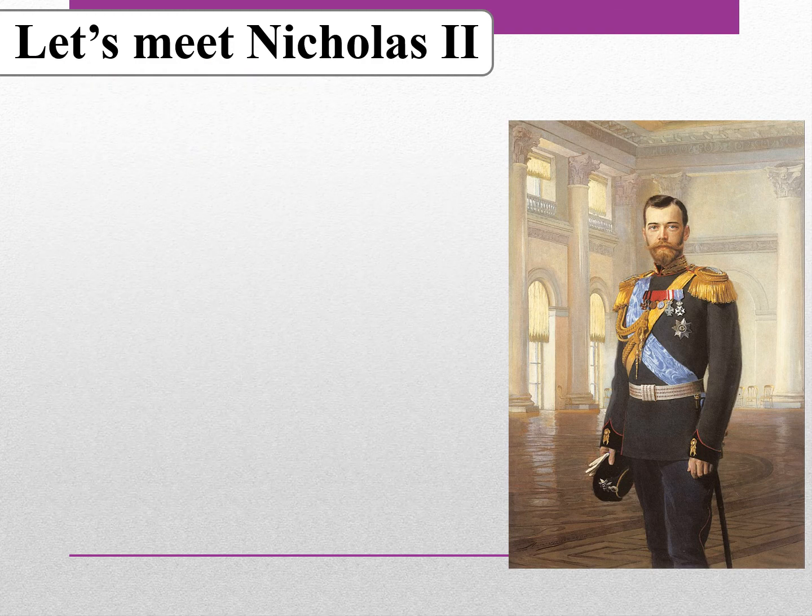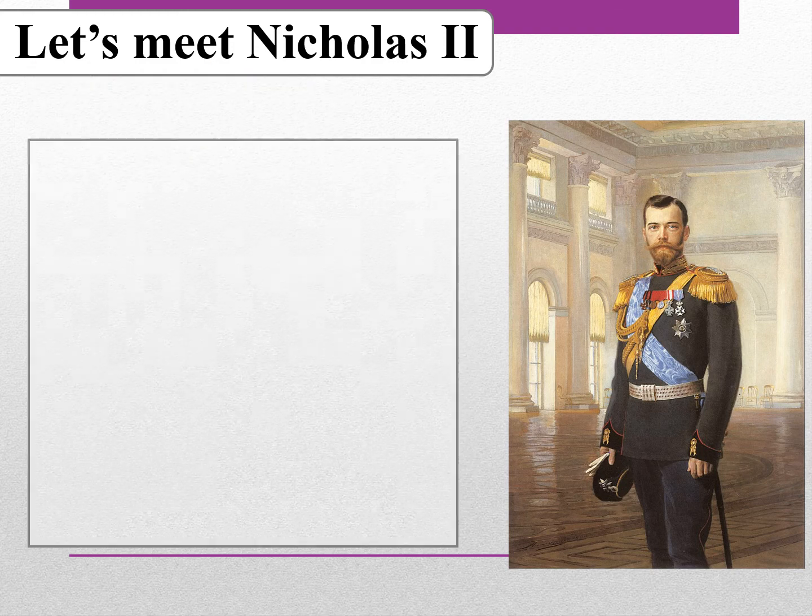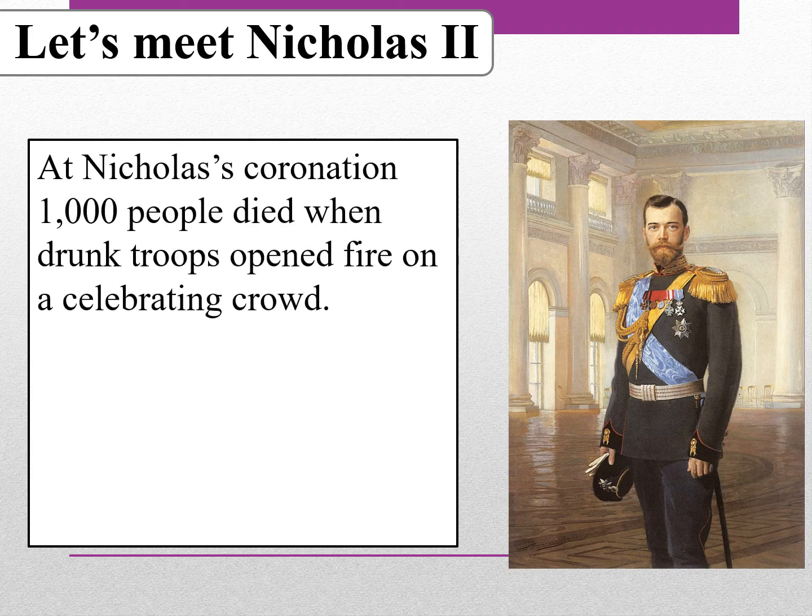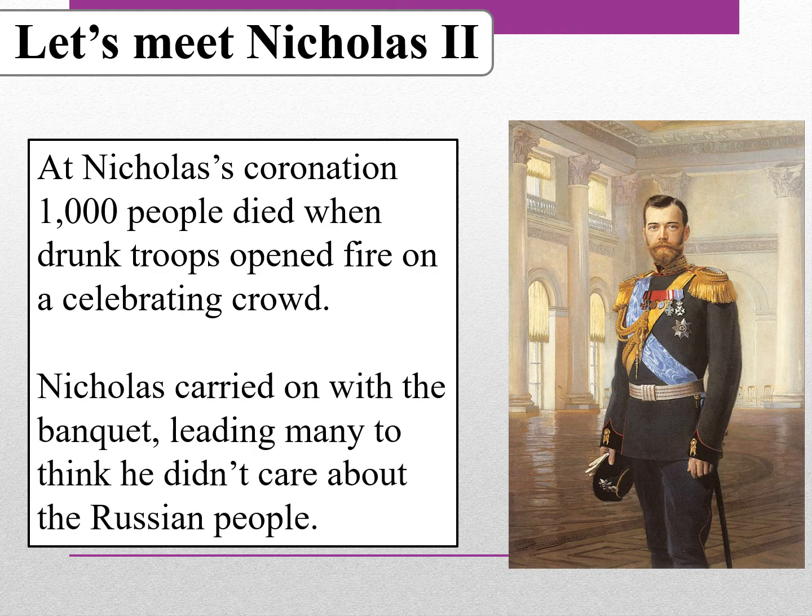As we said in the Who's Who introduction PowerPoint, at his coronation 100,000 people were killed when they were trying to get a glimpse of him, and drunken troops opened fire onto the celebrating crowd. What I didn't tell you at that point was that meanwhile he carried on with the banquet, leading a lot of people at the time to think he didn't really care about the Russian people. He'd been told what had happened, and he didn't want to go outside and make sure people were all right or show face or anything like that. He just continued on with the coronation banquet with the nobility.